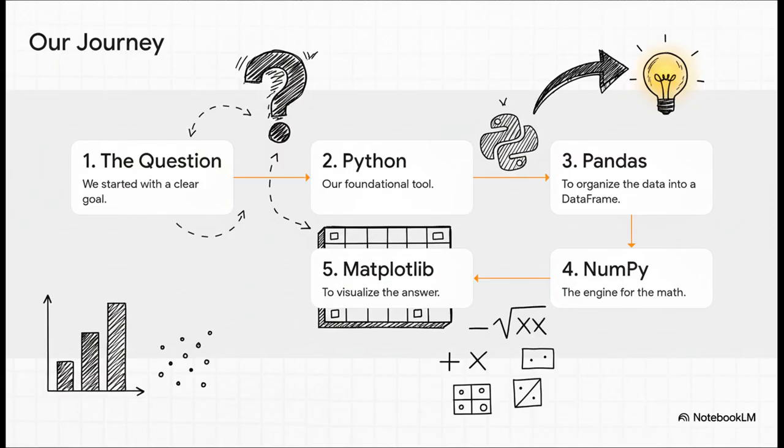So let's just quickly recap that whole journey, because this is the core workflow. We started with a question. We used Python as our language. We organized the data with Pandas into a data frame. We relied on NumPy as the engine for all the math. And finally, we used Matplotlib to visualize the answer. See? Each tool has its own specific job, and when you put them together, you get this beautiful, seamless path all the way from simple curiosity to real insight.